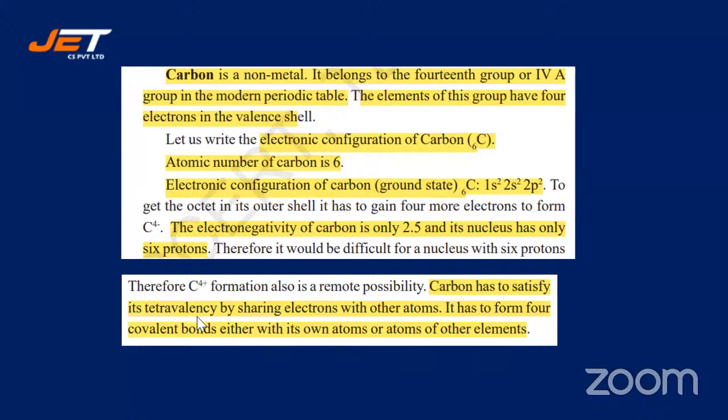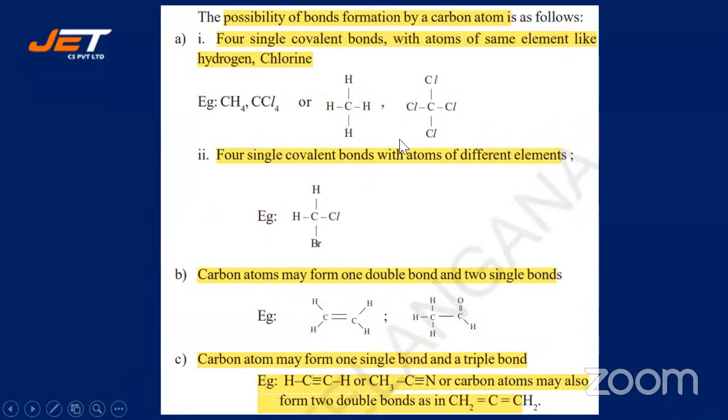Carbon has to satisfy its tetravalency by sharing electrons with other atoms. It has to form 4 covalent bonds either with its own atoms or atoms of other elements. Next, coming to the possibility of bond formation by a carbon atom, it can form 4 single covalent bonds: with hydrogen and chlorine, with atoms of the same element like hydrogen, chlorine, and 4 single covalent bonds with atoms of different elements. These are examples of different bondings of carbon with different elements and also with the same elements.